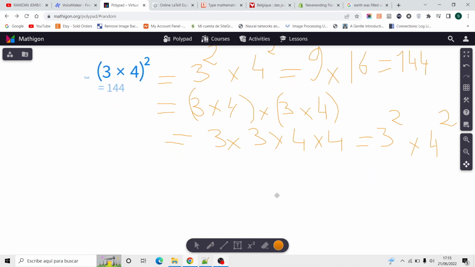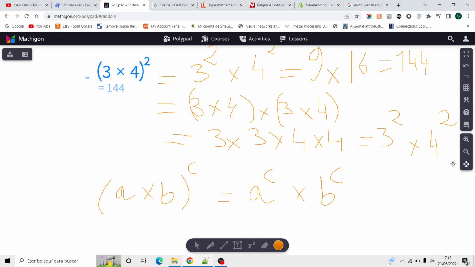So in general, when you have A times B to the exponent C, it is A to the exponent C times B to the exponent C. Okay, you just distribute the exponent to each factor.